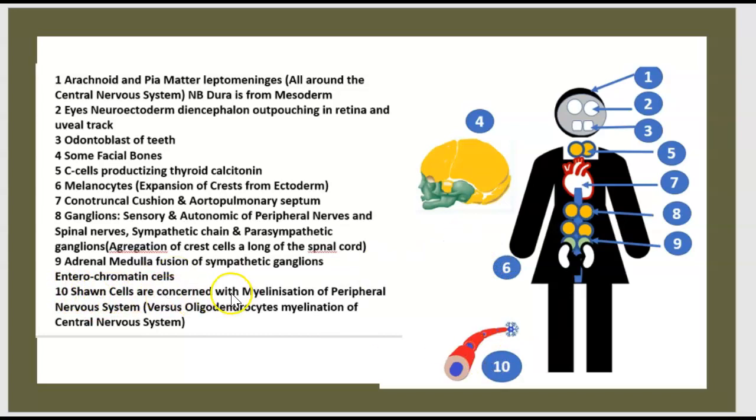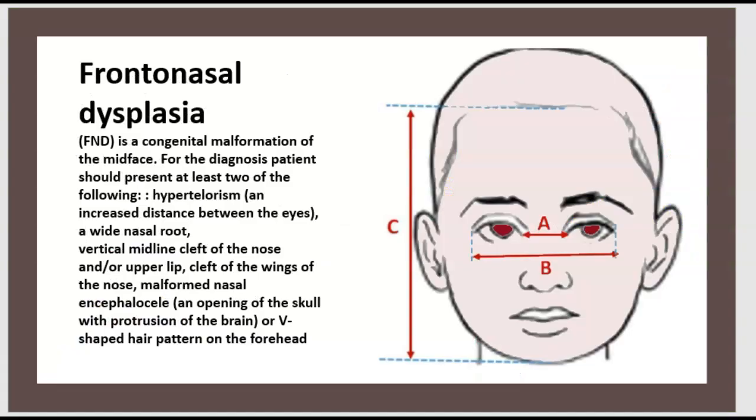Schwann cells are concerned with myelination of peripheral nervous tissue. Remember, oligodendrocyte is myelination of the central nervous system. Frontonasal dysplasia, congenital malformation of the midface. For the diagnosis, the patient should present at least 2 of the following: hypertelorism, wide nasal root, encephalocele, V-shaped hair pattern in the forehead.